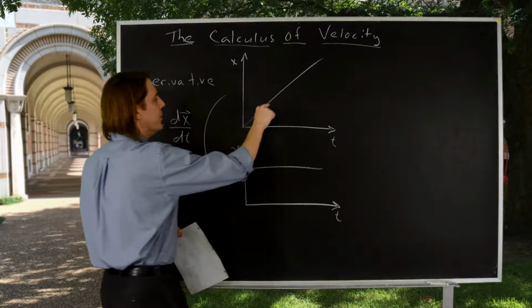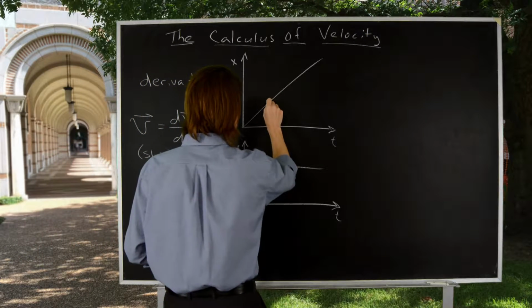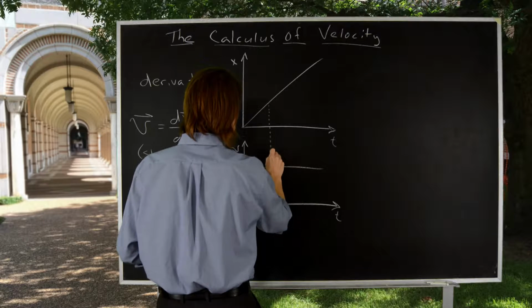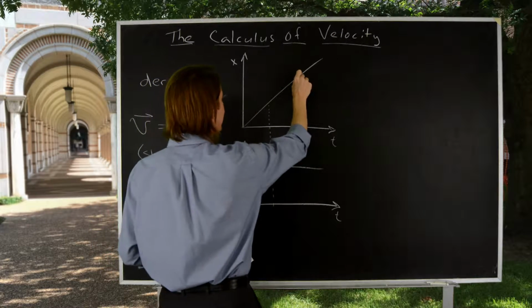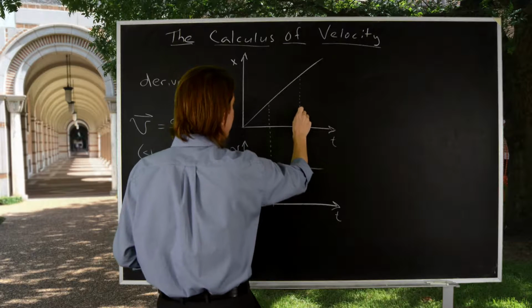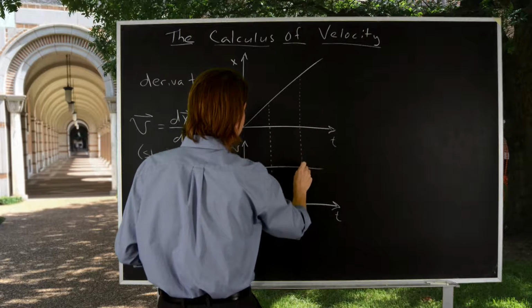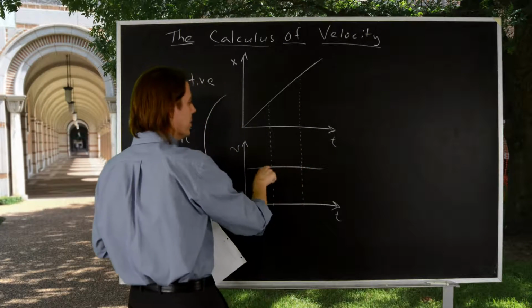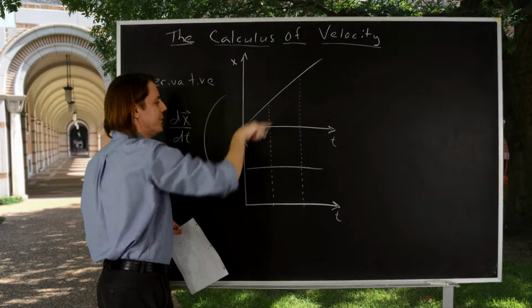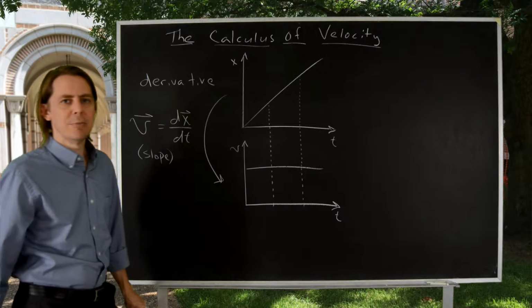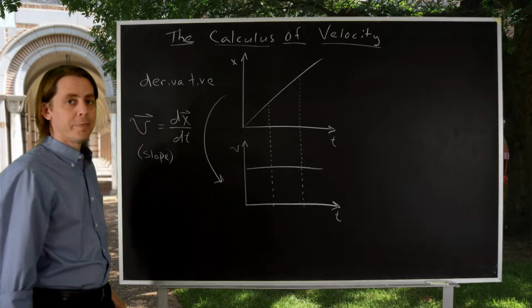Everywhere you go here, the derivative, say here, is equal to the value there. If we come over here, the derivative is the same because it's the same slope, equal to the value here. Everywhere you go, the slope is the same, the derivative is the same. That's why the velocity plot is flat.